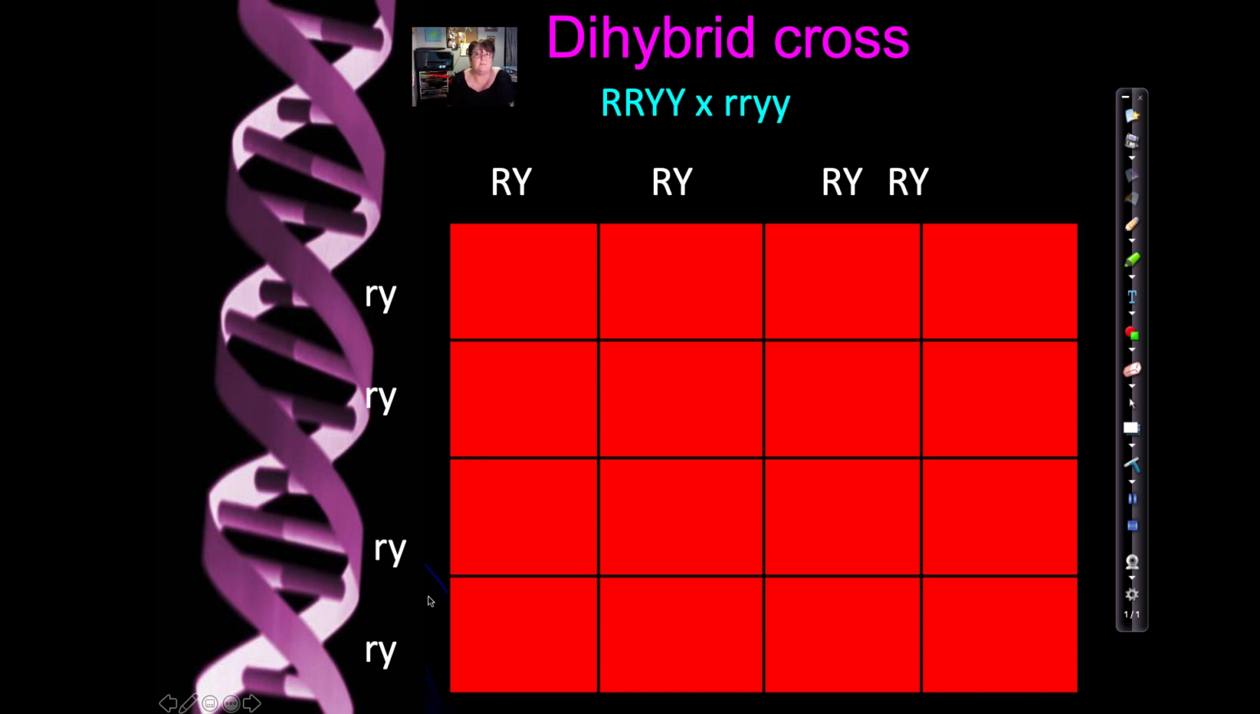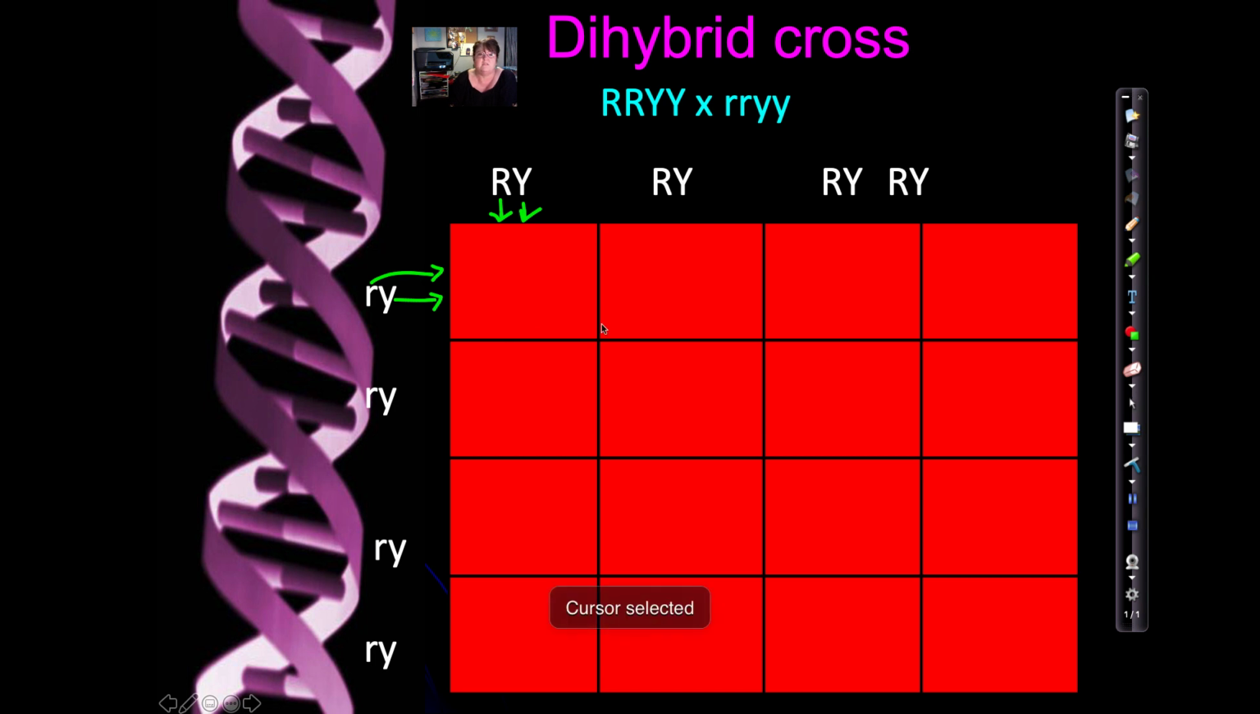The simplest way to do this is just like we did before. We're going to bring down this letter into this square and this letter into this square. And then we're going to bring this letter over and this letter over. Now remember, capital letter first, like letters together, in the order of the parents.